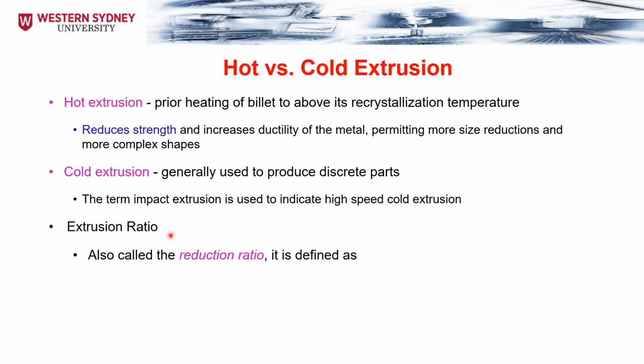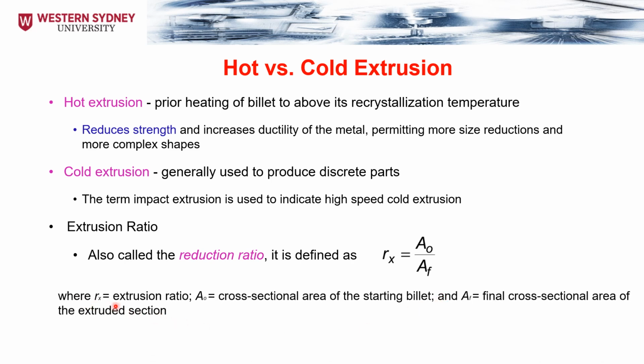The extrusion ratio, also called the reduction ratio, is defined by the following equation. The reduction ratio is going to be equal to the original area of the pellet divided by the final area of the pellet. The final area is usually equal to the cross-sectional area of the die we are using for the extrusion process. Rx is the extrusion ratio, A0 is the cross-sectional area of the starting pellet, and Af is the final cross-sectional area of the extruded section.